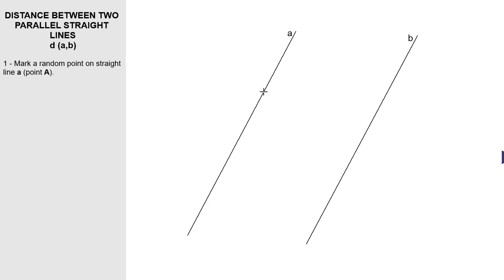Then, our first step is to mark a point on one of the straight lines, in this case this point A on straight line A. Now we only have to find the distance from this point A to straight line B.